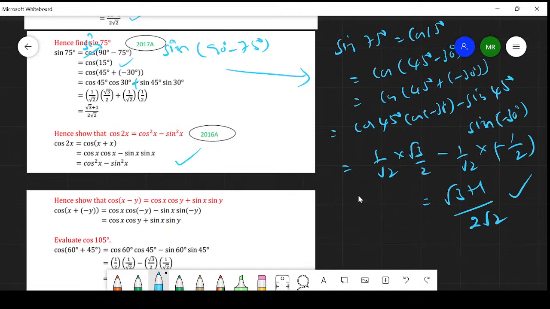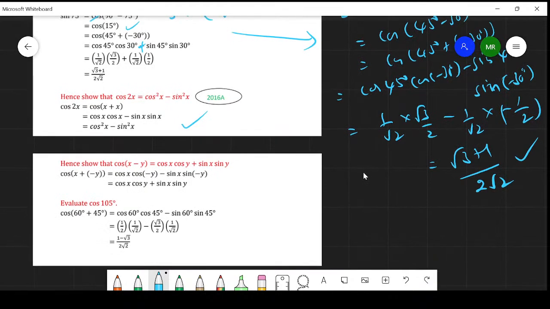The last one. They are asking here: show that cos of x minus y equals this. Replace y with minus y, cos of x plus minus y, then you expand using the result you got and write this. Next, cos 105 is 60 plus 45. You expand this, write the values, and you will get the answer. Cos 60 cos 45 minus sin 60 sin 45.